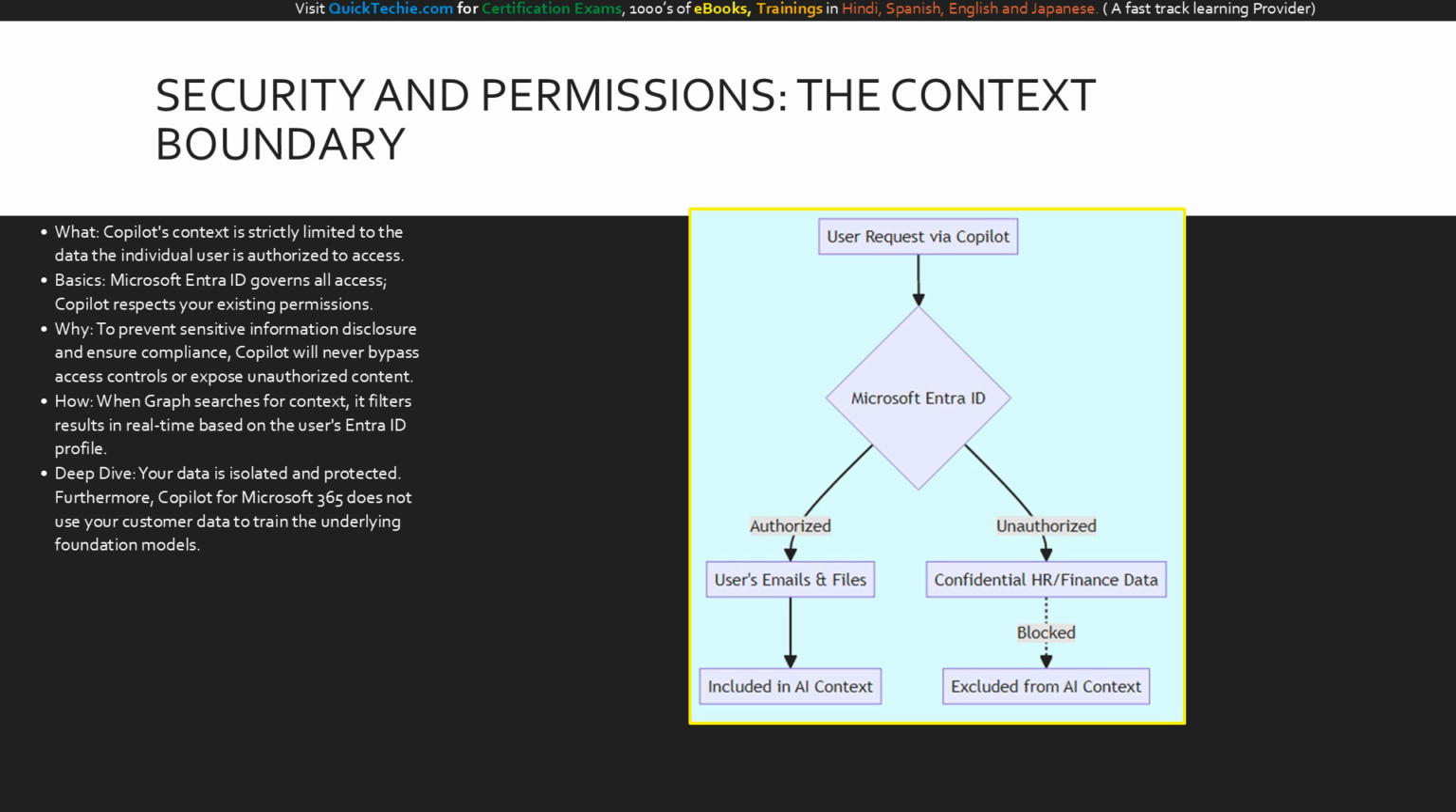Let us trace the security flow in this diagram. The user request hits a critical checkpoint, Microsoft Entra ID. This is the bouncer at the door. You can see two distinct paths here. The authorized path allows Copilot to scan the user's emails and files, successfully including them in the AI context. However, the unauthorized path points toward confidential HR or finance data, and the dotted line clearly shows this path is blocked and excluded from the AI context. This visual confirms that security and permissions form an impenetrable boundary around Copilot's contextual reach.